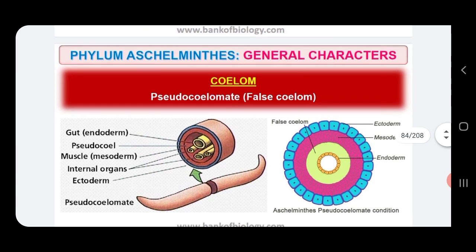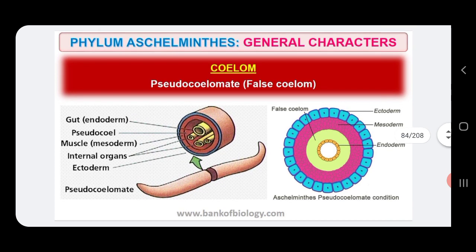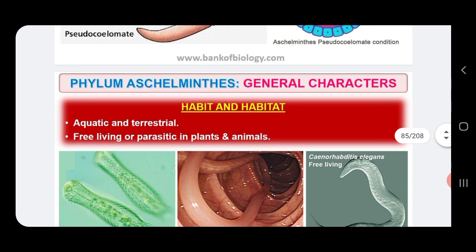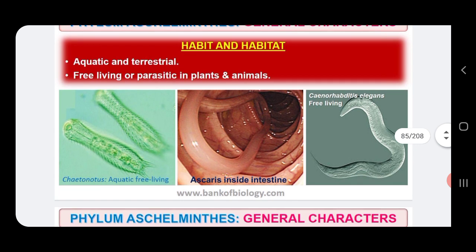Then coming to the coelom, they have got a pseudocoelom, that is a cavity present between the body wall and the alimentary canal, but it is not lined by mesodermal cells or coelomic epithelium, hence they are called pseudocoelom, or you can also call it false coelom. Then coming to the habitat, as I already told, they are either freshwater or marine, or found in moist soil. Some of them are parasites, for example Ascaris. Inside the intestine you can have the Ascaris. The second diagram shows this.